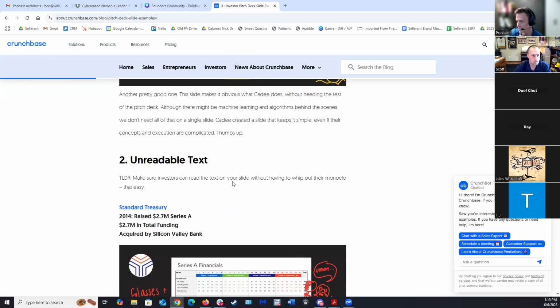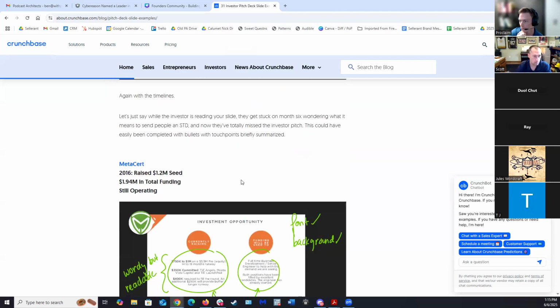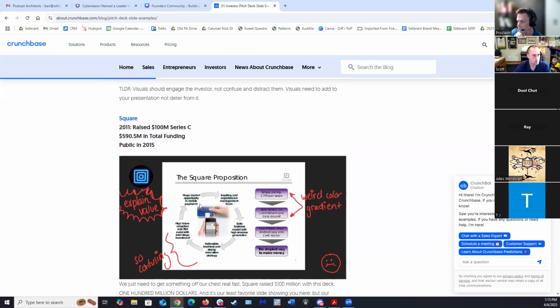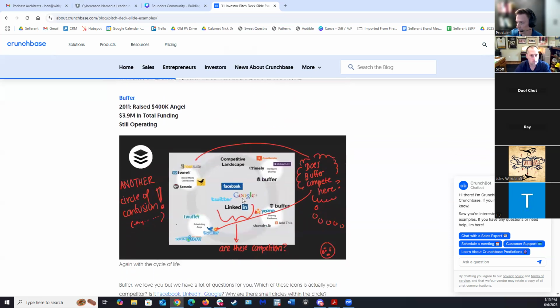Unreadable text is often a symptom of just too much text. There's no way that investors sitting in the back of a pitch presentation are going to be able to read all this. And again, it's just a symptom of having too much information on the slide. Confusing visuals. If you're going to use one of these circular graphics, you have to make sure that the information you're presenting makes sense for something circular. And then weird color gradients can be distracting, that sort of thing.